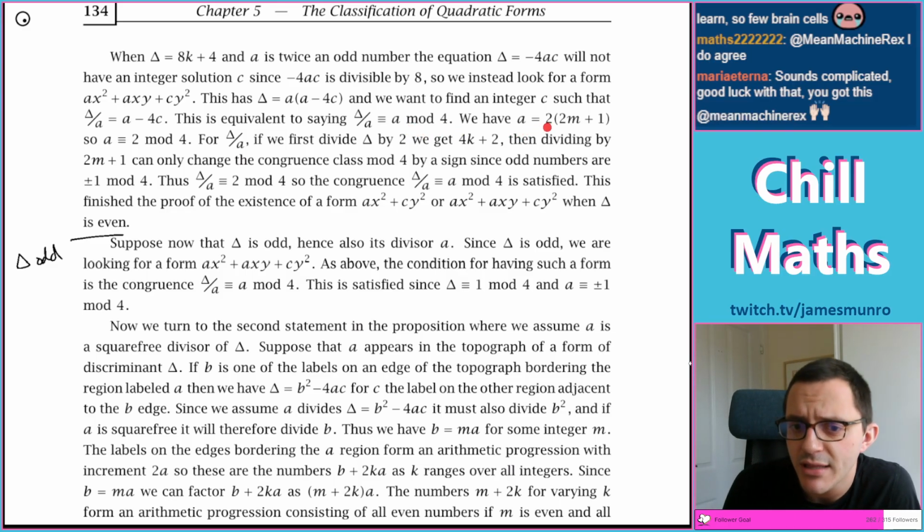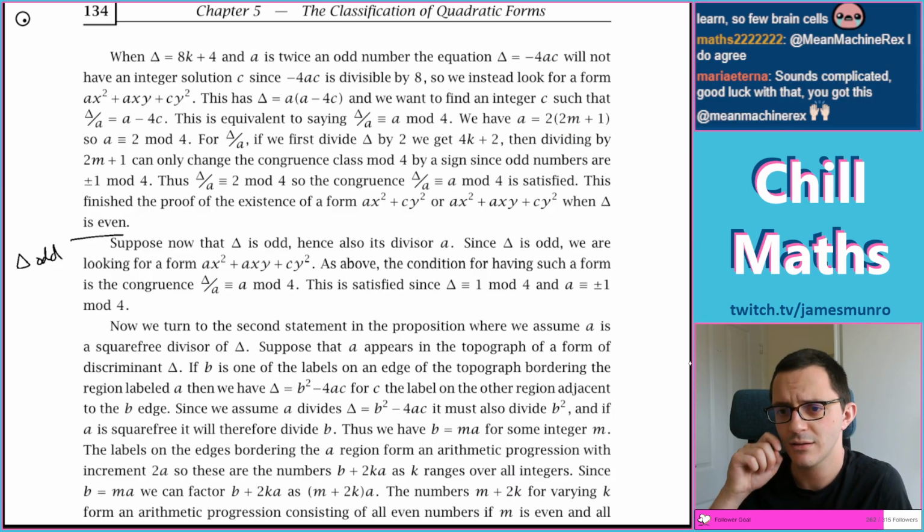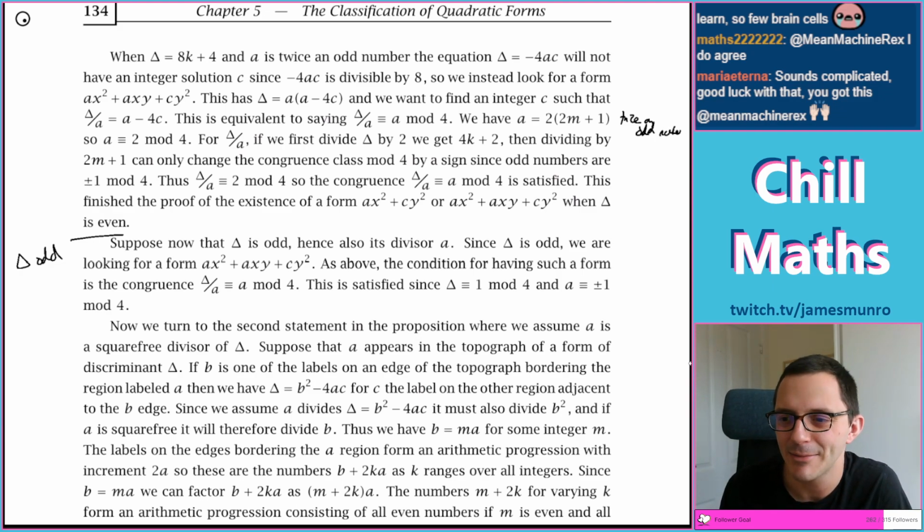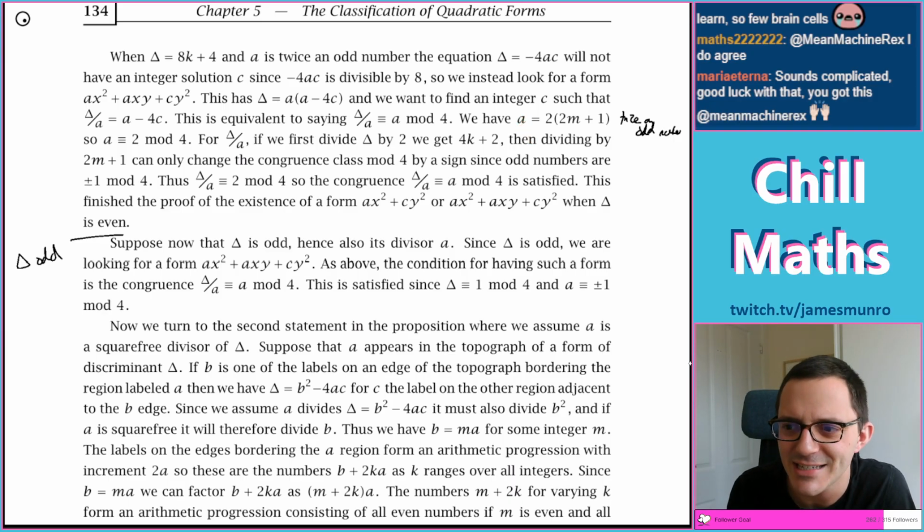We have A looks like this. A is 4m plus 2, do we? A is twice an odd number, yes. We have A is twice an odd number. This feels very tedious. Sorry, number theory fans, among which I sort of include myself sometimes, but goodness me, look at these cases. Here we go.